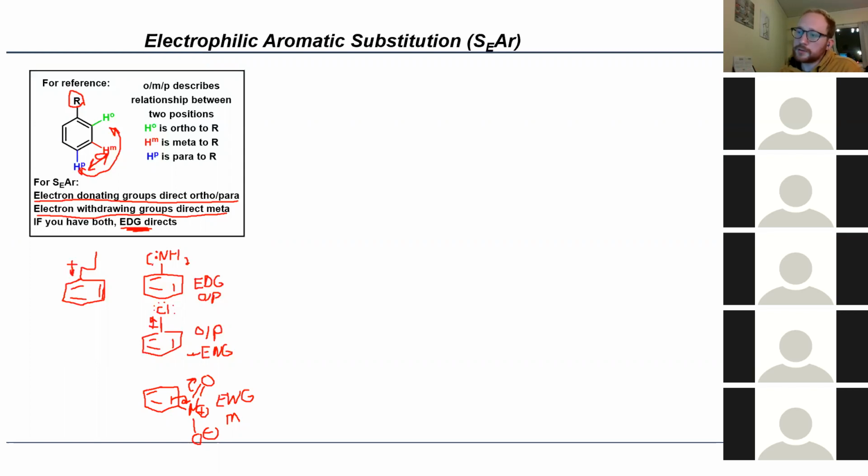Electron donating groups can donate electron density into the ring. So if you have a lone pair that can donate, you want to think it's an electron donating group. If it has a pi system that can accept electrons, it's electron withdrawing.